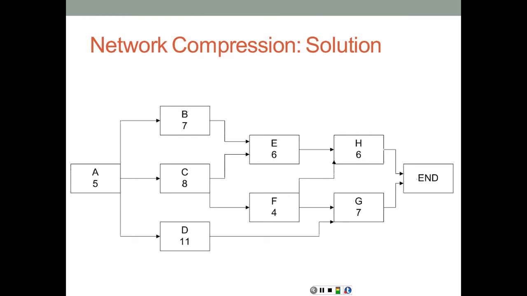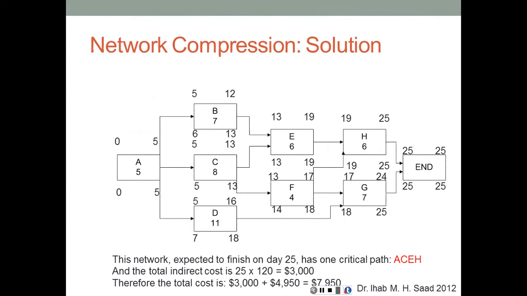So here's our network that we have drawn based on the information with the IPAs and so on, and it shows basically several paths. Here's one path, here's a second path, here's a third path, and here's the fourth path. So we have 4 paths to this network: A, B, E, H; A, C, E, H; A, C, F, G; and A, D, G. These are the 4 different paths to this network. So the next step is to perform our calculations. And here's a very simple display of these calculations.